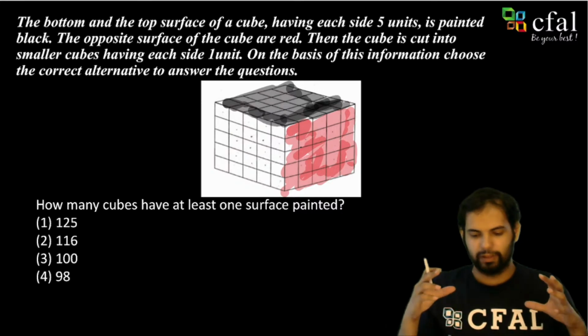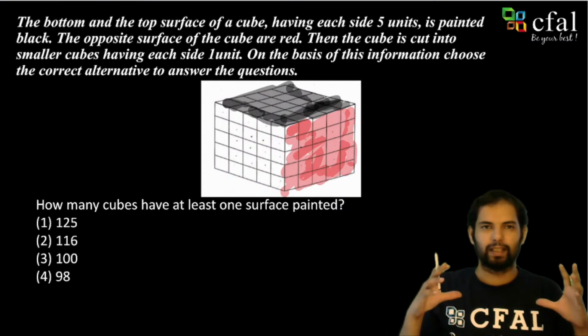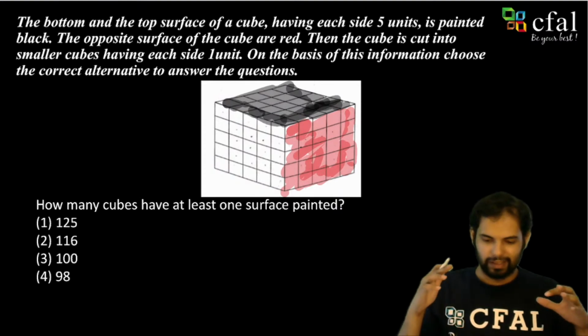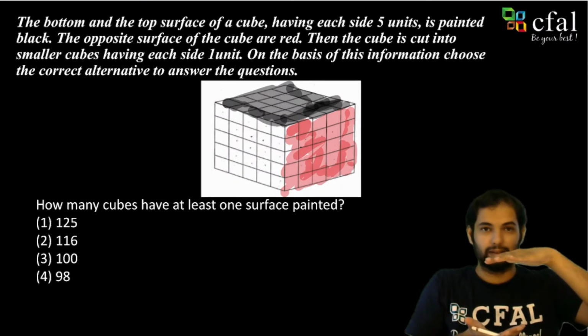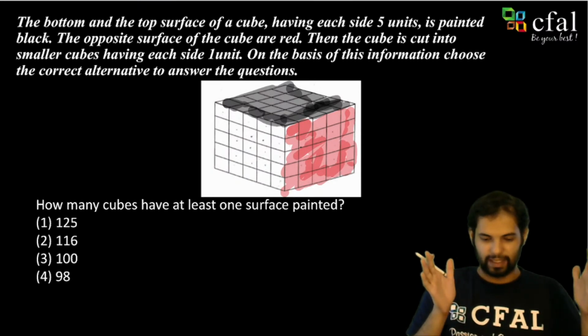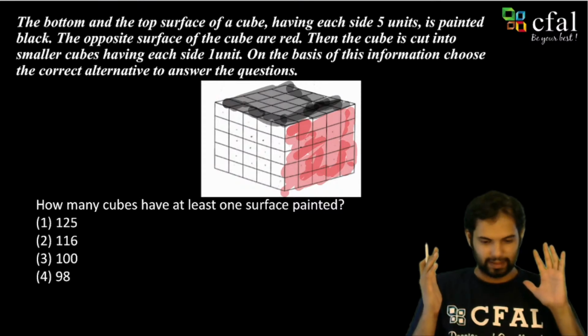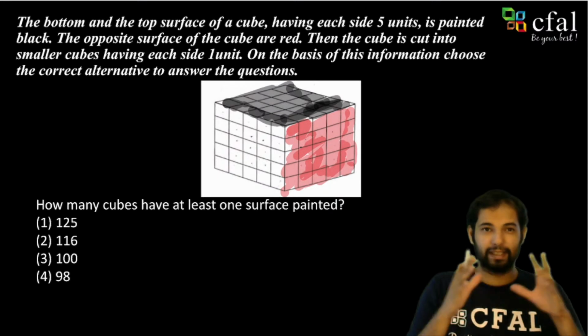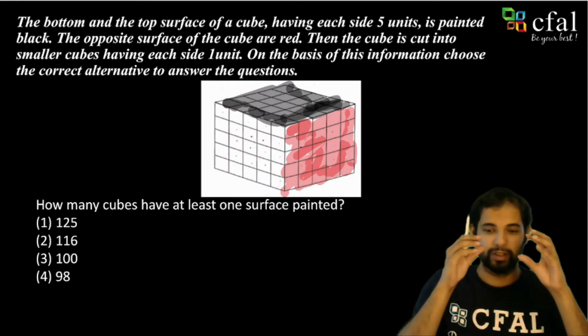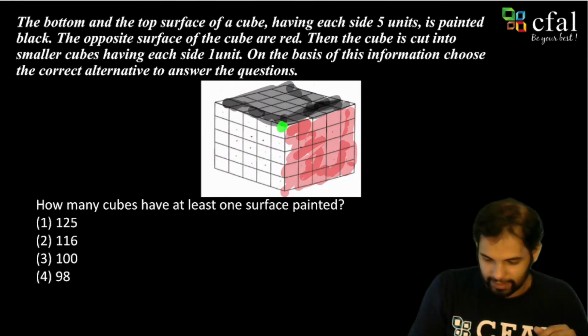See, what we are trying to do, it's a 5 cross 5 right now, right? I painted the top and bottom with black color, and the sides with red. I think one side is colorless. Now what I'm doing, I'm breaking this cube into smaller pieces. The smallest unit is this, right? 1 unit, right?